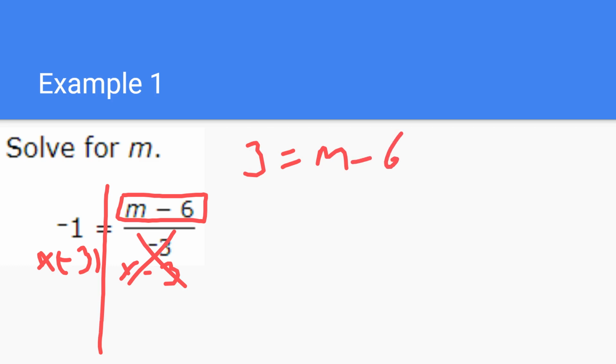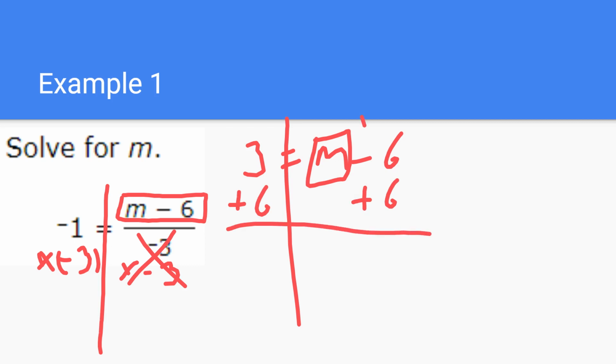Now what am I going to do? Same thing again. Draw my river, box up my variable. I'm left with -6. So instead, I'm going to add 6 to both sides. Because the goal in this is to get the variable to be by itself. And now my variable's by itself on this side. 3 plus 6 is going to give me 9. And then I'm done. Easy, right?